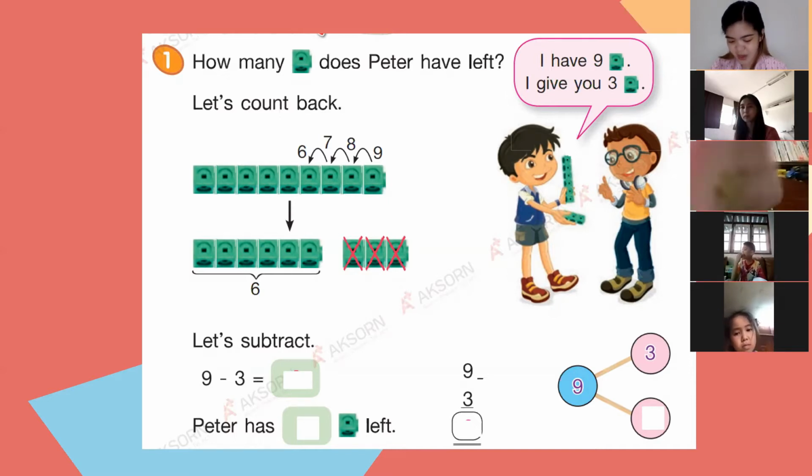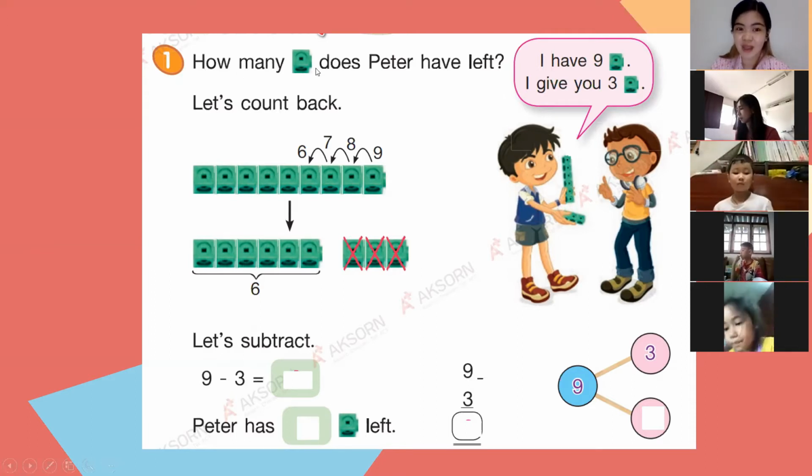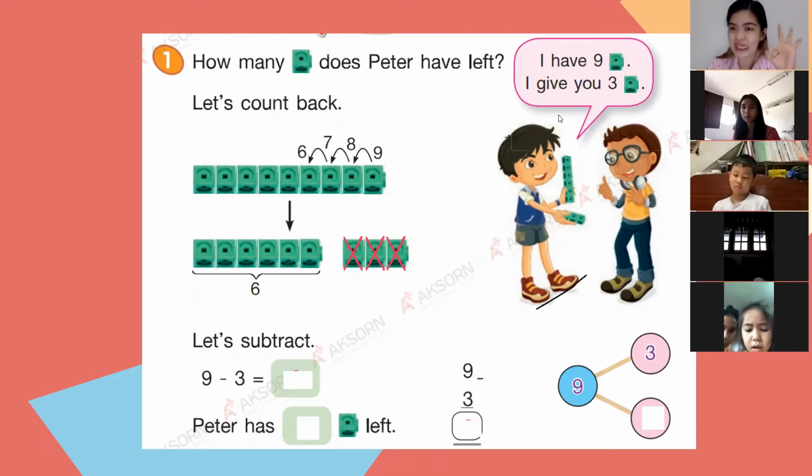Okay, so number 1, let's see. The question is how many green blocks does Peter have? So the boy in number 1, this is Peter. Peter said, I have 9 blocks. I give you 3 more green blocks. So Peter has how many blocks? 9, right? So we're going to count back 3 because Peter gives 3.